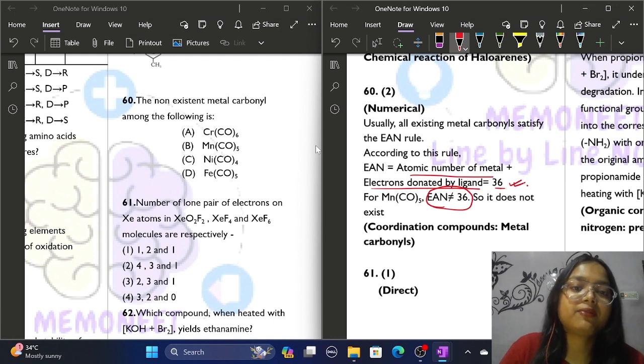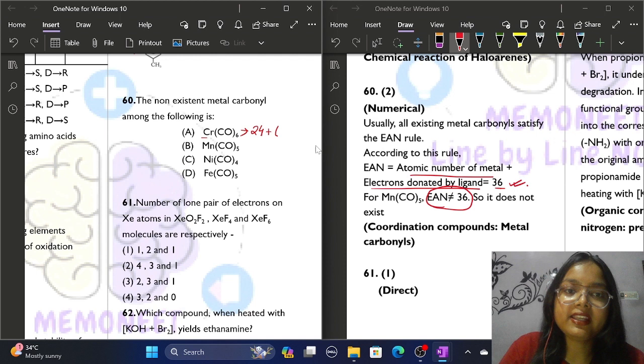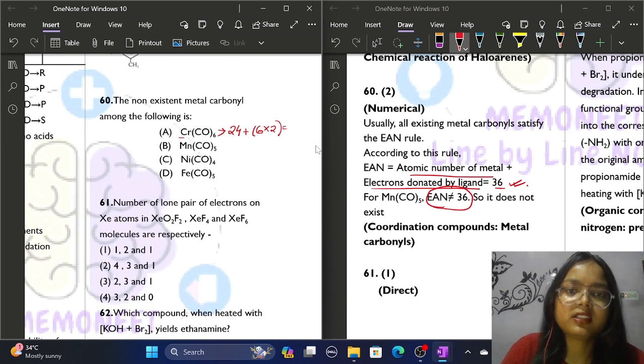So let's find out one by one. For chromium 6CO, the atomic number of chromium is 24, and the electrons donated by the carbonyl ligand are 6 times 2, which comes to 36. So this metal carbonyl will exist. What is the atomic number of manganese? It is 25 plus 5 carbonyl ligands, which comes out to be 35.